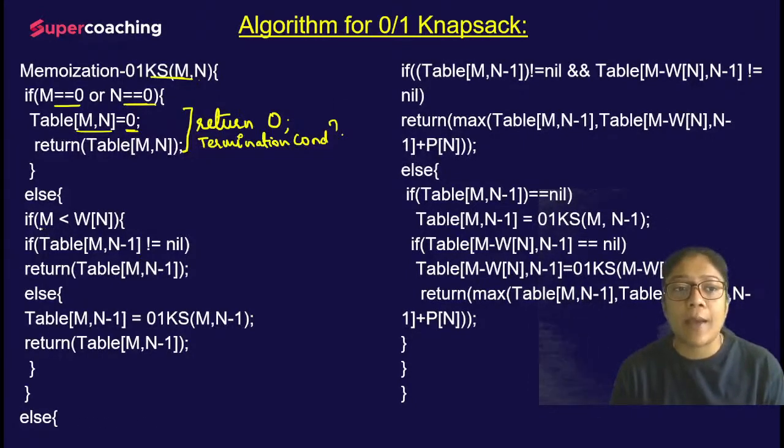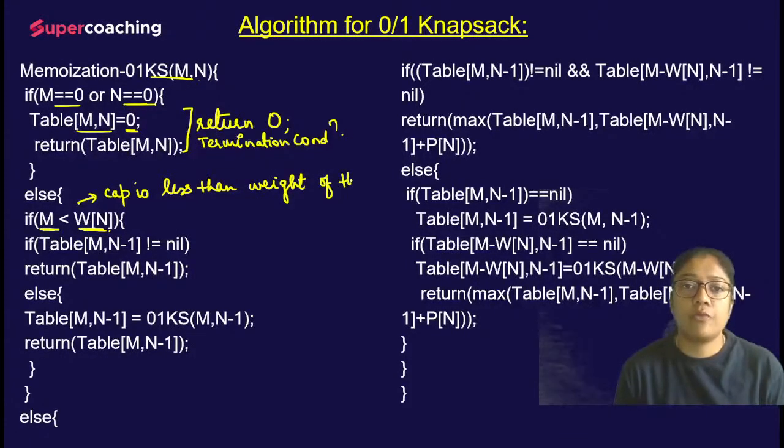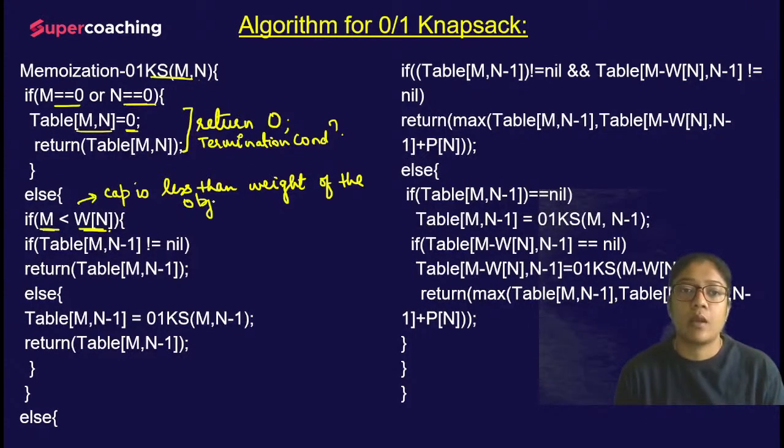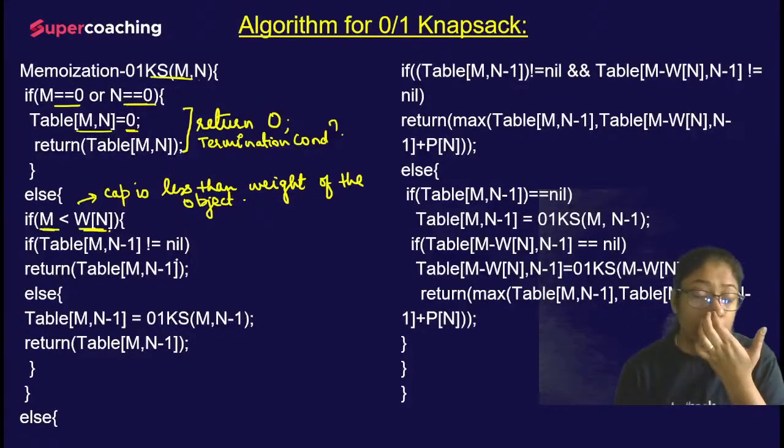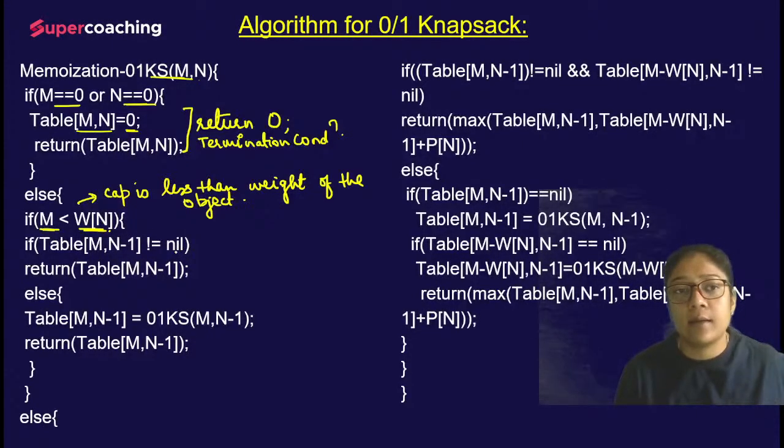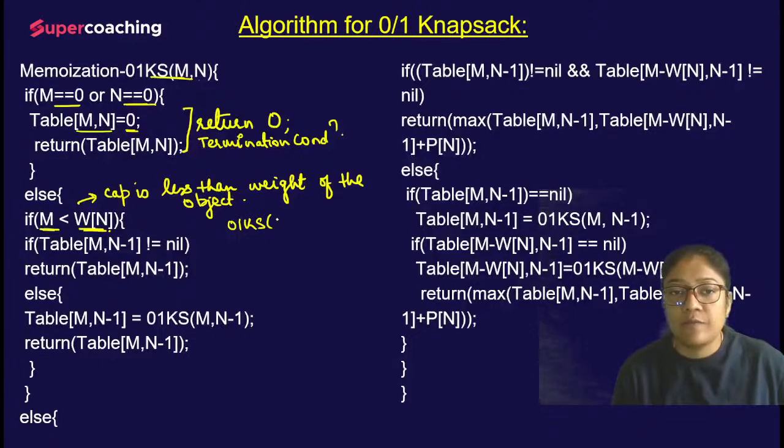After that, we had two cases. पहला case था if the capacity is less than the weight of the object. If that is the case, we cannot take the object. अगर capacity less है तो we cannot take the object. So instead of directly returning the value, it is making a function call. हमने ये बोला था 01 knapsack. अगर object नहीं ले सकते, capacity remains the same.